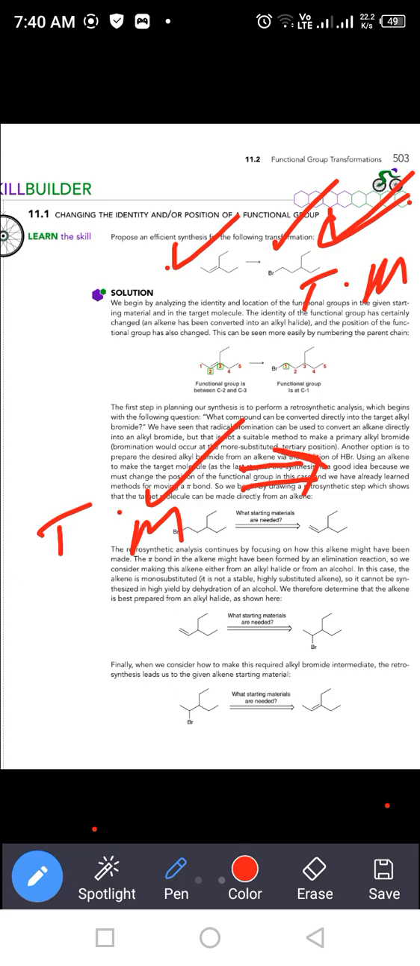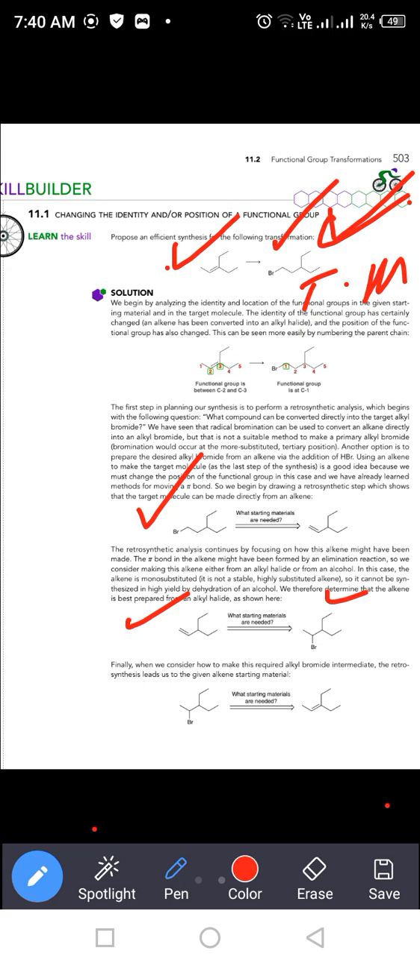So when you are going in reverse, you will write the arrow like this. So the alkyl halide now changes into alkene. You can also convert alkene into alkyl halide again. So what is the difference? Alkyl halide changes into alkene and alkene into alkyl halide. The difference is that you have changed the position of the halide.